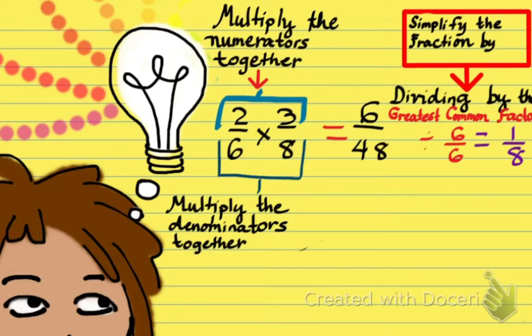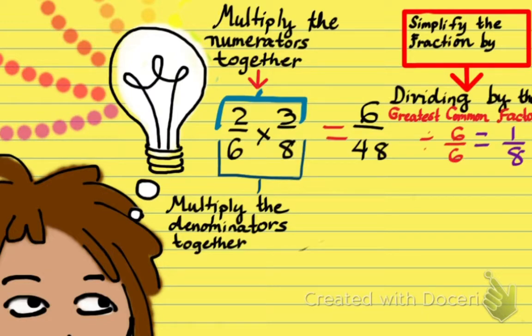What we need to do here first is multiply the numerators together. So 2/6 times 3/8, our numerators, the top numbers, are 2 and 3. So 2 times 3 equals 6. And then we will multiply the denominators together. That is 6 and 8. So 6 times 8 equals 48.